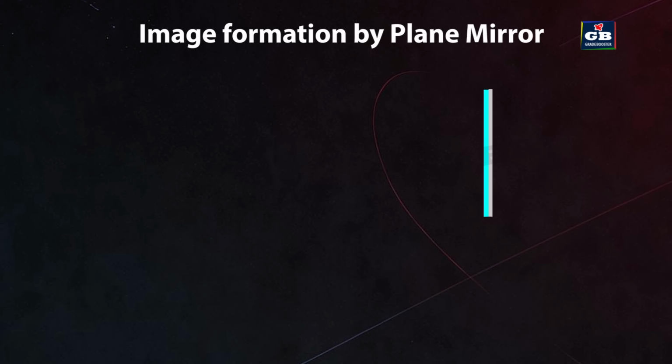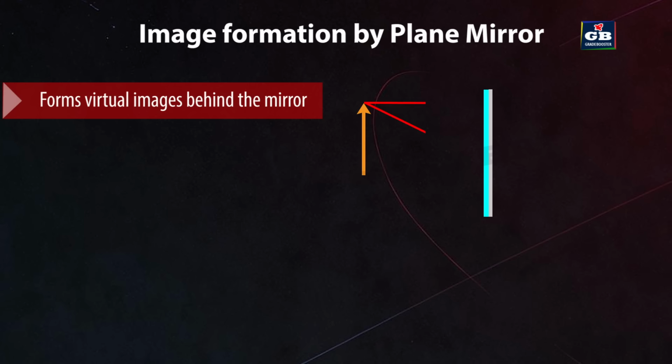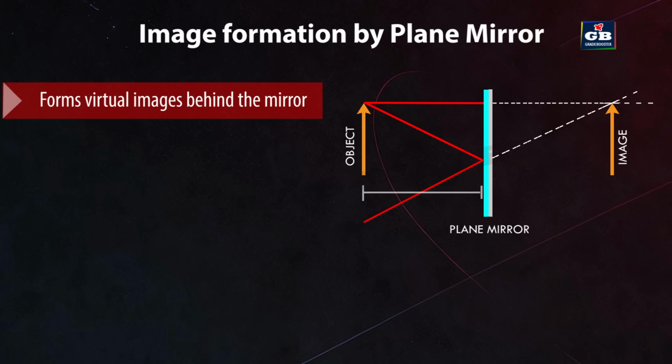Image formation. Plane mirrors create virtual images that appear to be located behind the mirror at the same distance as the object in front of the mirror. These virtual images are not real. That means they cannot be projected onto a screen. They are formed by the apparent intersection of reflected light rays when extended backward.